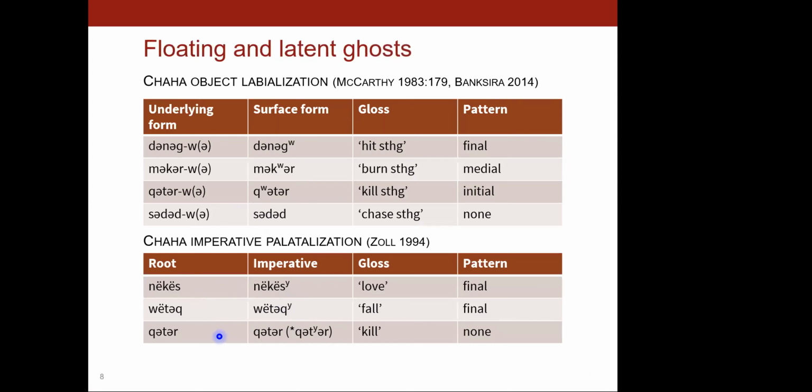But in this third verb, katar, the rightmost consonant is not palatalizable. And even though the penultimate consonant, the T, could host the palatal feature, it doesn't float leftward. It just disappears. So for this latent segment, for the palatal feature, it's more important for it to be aligned to the right than to appear in the word at all. Whereas for the floating feature, it was more important for the feature to be realized, even if it wasn't going to be aligned exactly on the right edge of the word.